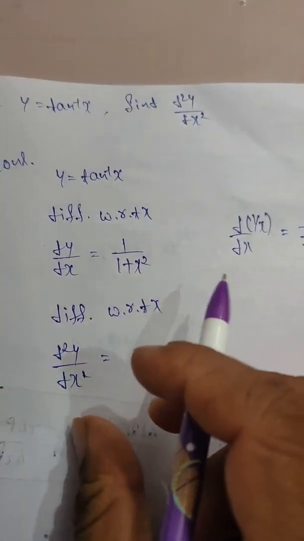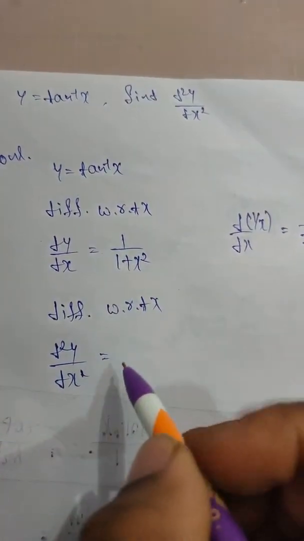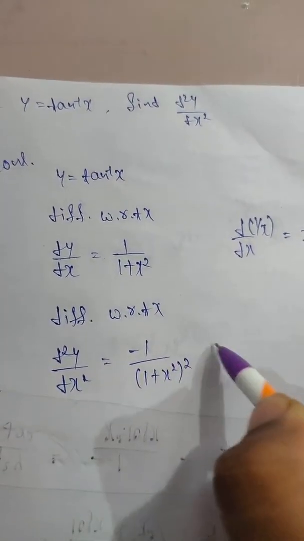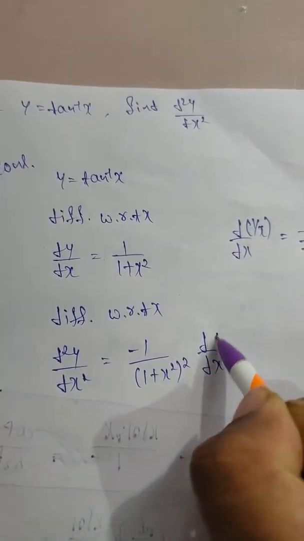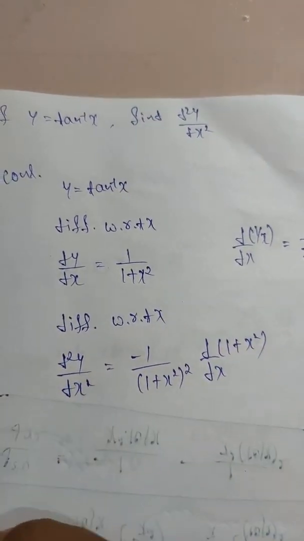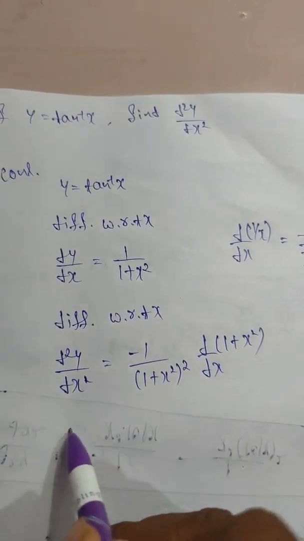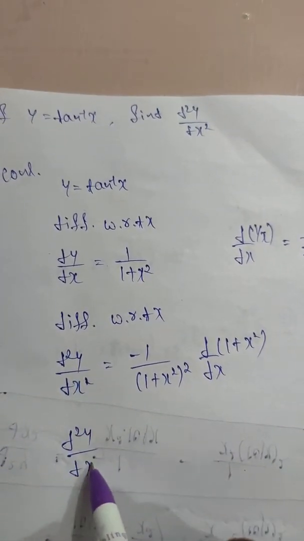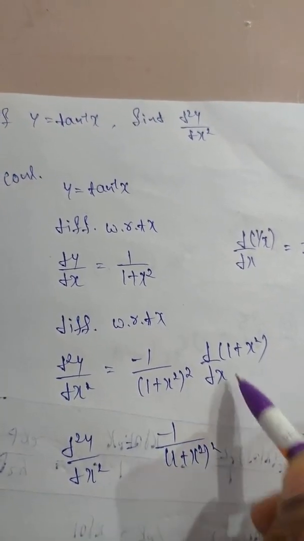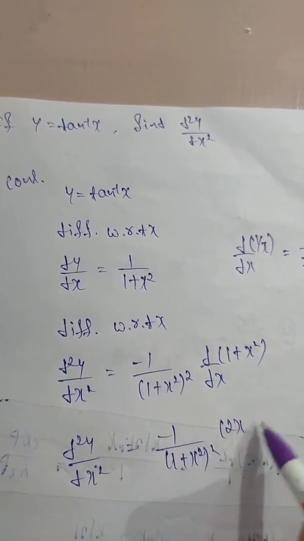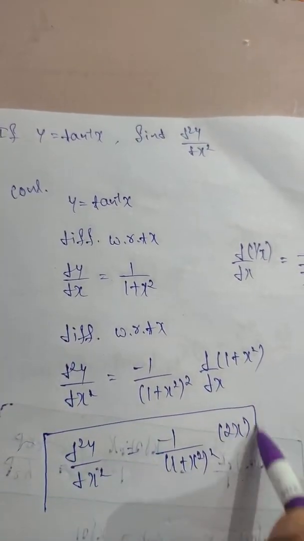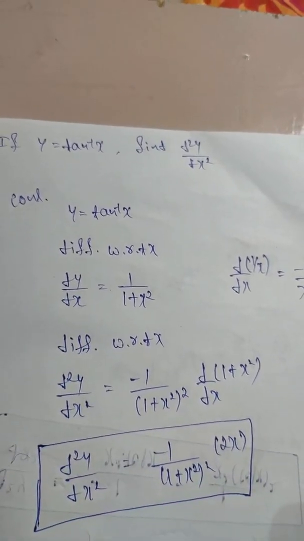Now the differentiation of 1 by 1 plus x square means minus 1 by 1 plus x square whole square. Again you want to differentiate the denominator 1 plus x square. Now here d square y by dx square is equal to minus 1 by 1 plus x square whole square. The differentiation of 1 plus x square is 2x. The differentiation of 1 is 0. The differentiation of x square is 2x. So it is another simple problem.